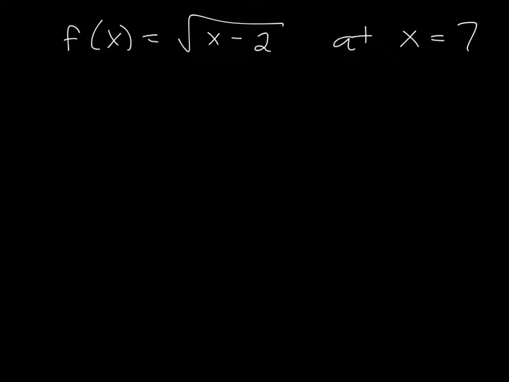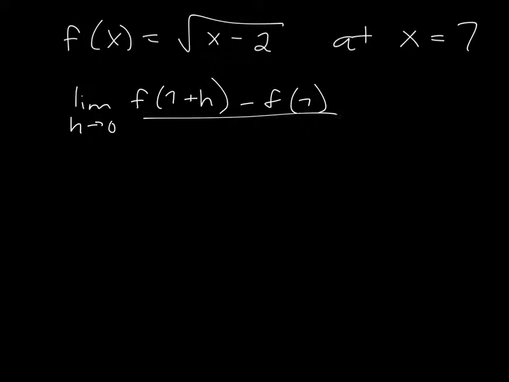So we're going to set it up by doing the limit as h approaches 0 of, and this is just my general limit setup, h approaches 0 of f of x plus h, x is 7, so I'm going to say f of 7 plus h minus f of 7 all over h. And now I'm going to go ahead and plug in what I know. So that's the limit as h approaches 0 of my functional value at 7 plus h.